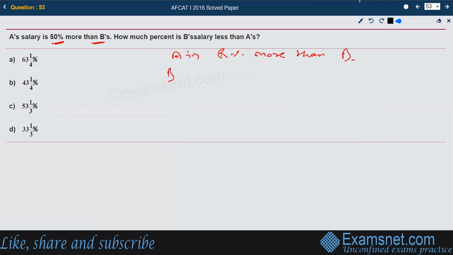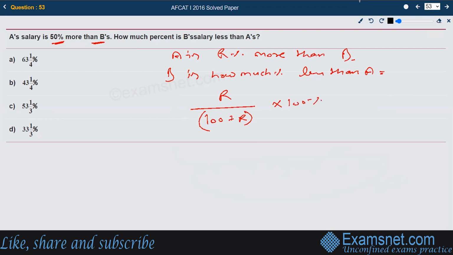So if they ask how much percent B is less than A, there can be a direct formula. What is that formula? R over 100 plus R into 100%. That should be the right answer. This much is how much percent less than A, and it has to be R by 100 plus R. So let us put the value.